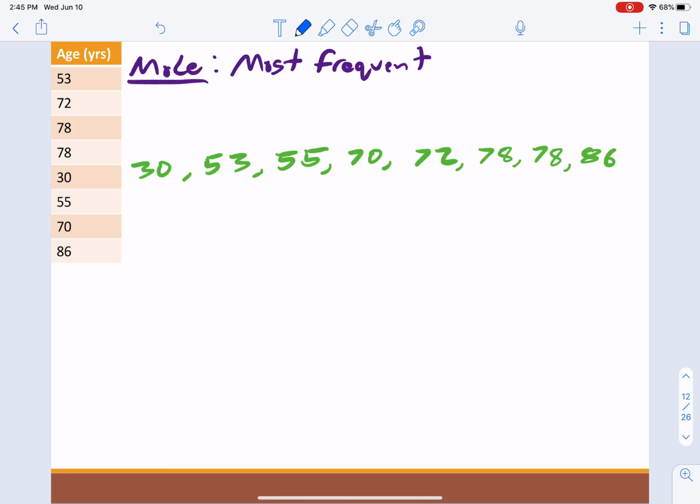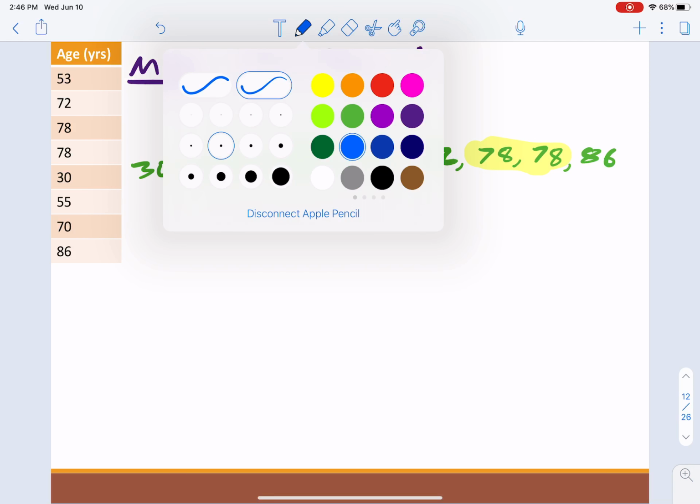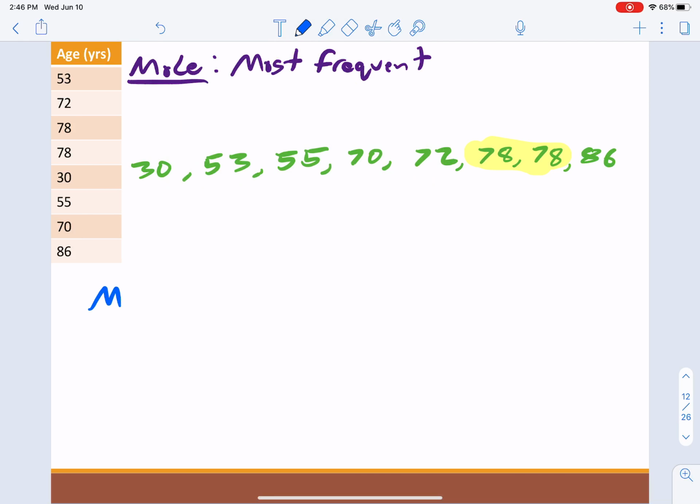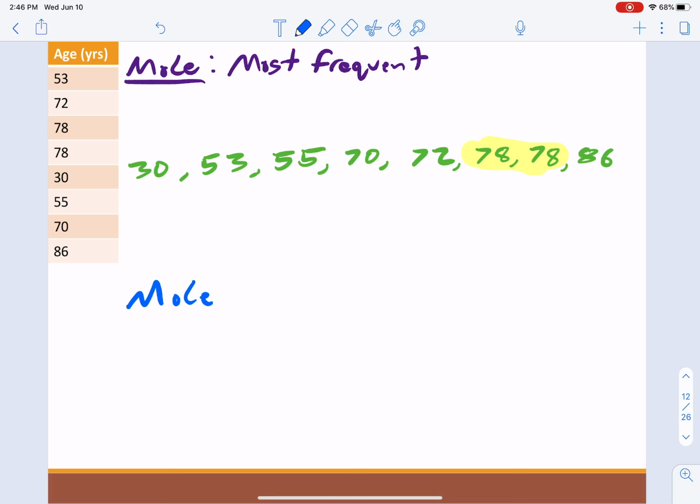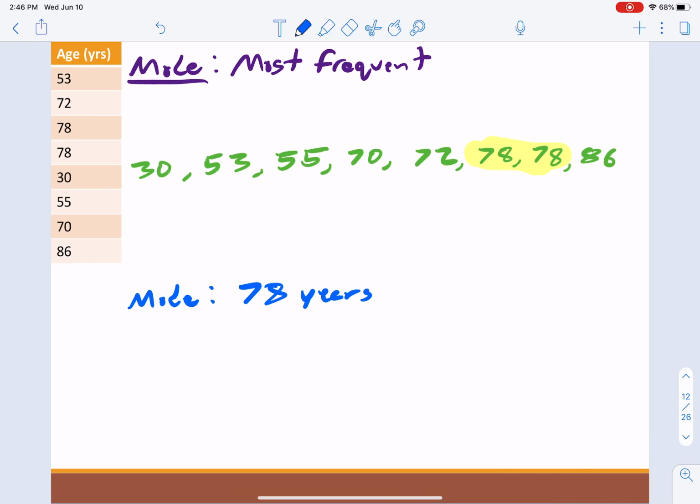Okay, so if we just go along our number line, we see that, oh, look at that. It's 78, right? So our modal age, or our mode, is, I can write that better. Look at me struggling. Our mode is 78 years old. Okay. So let's see. Yeah. So let me do this.